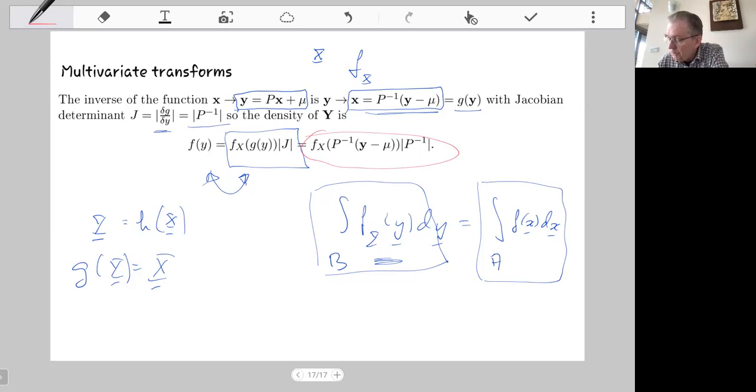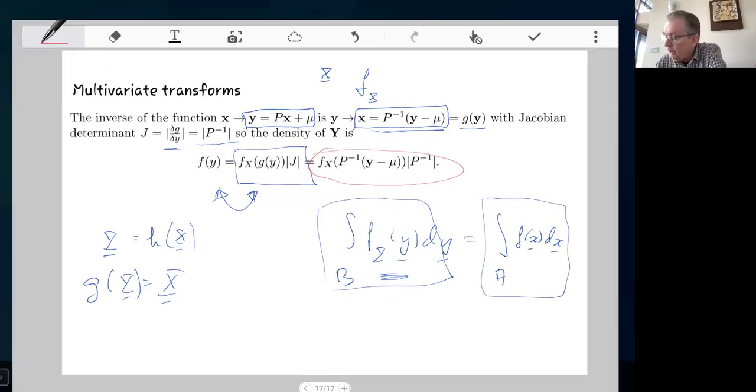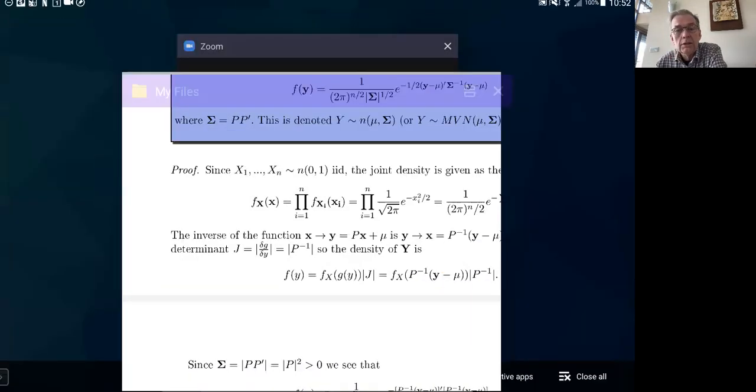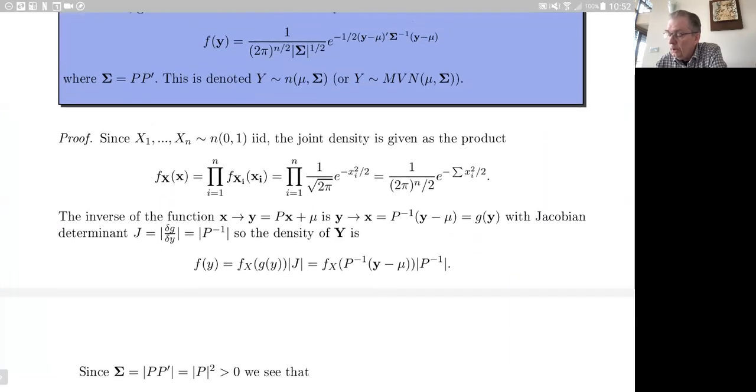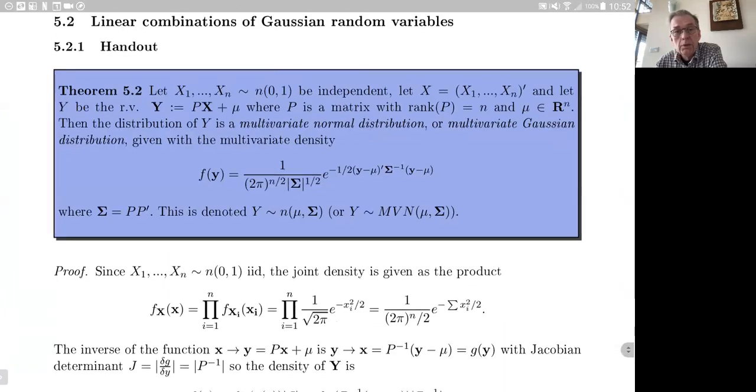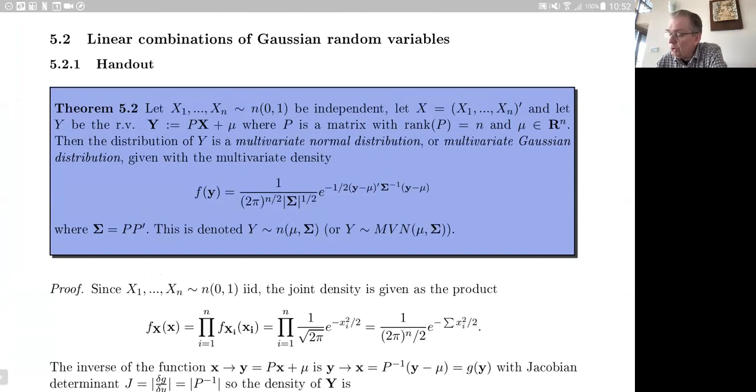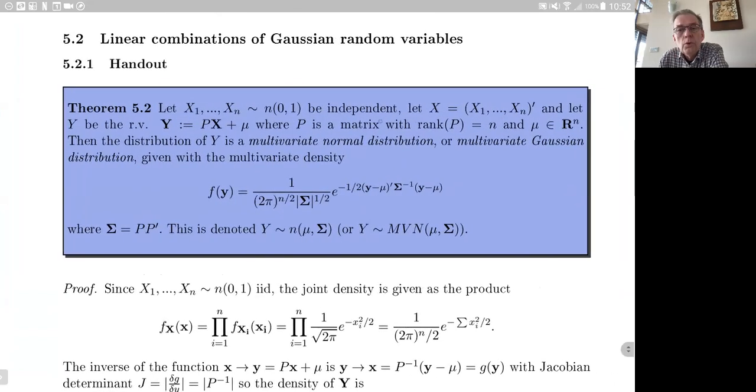So let's look at a particular case, arguably the most important case, at least in our course. And we're going to use this for other things as well. So here we're going to take the x's as independent normal 0, 1s. So we then take a transformation of these x's. And here's our definition. We define that to have a multivariate normal distribution.